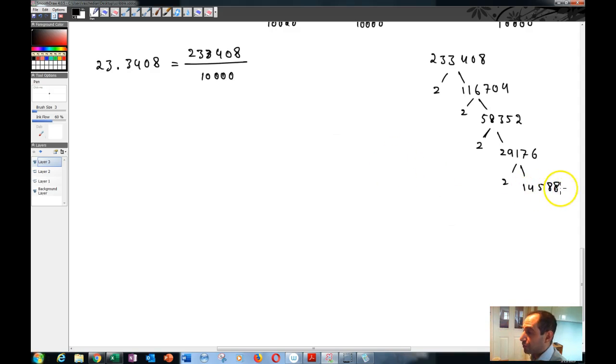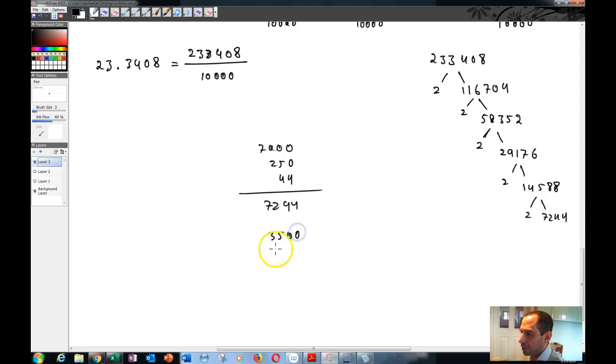So 14,588 divided by 2 is 7,000, and 500 would be 250, and 88 would be 44, so that's 7,294. Let me write it the other way around again. So 2 times 7294, and then that's 3,500, 122. So that's 2, that's 2, that's 6, and 3, 3622.